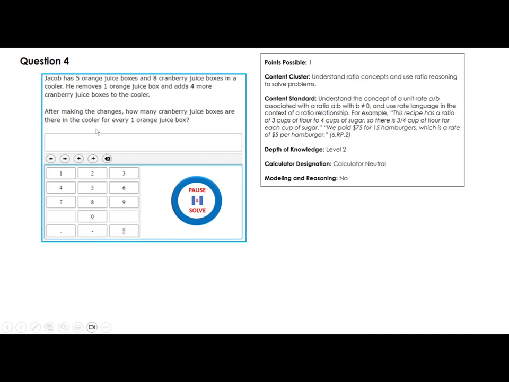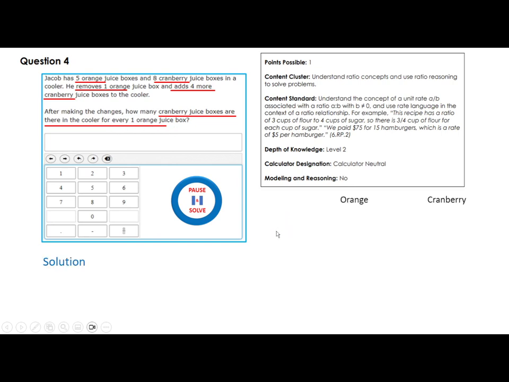Jacob has 5 orange juices and 8 cranberry juice boxes in a cooler. He removes 1 orange and adds 4 more cranberry juice boxes to the cooler. After making the changes, how many cranberry juice boxes are there in the cooler for every 1 orange juice? You have to read this to the very end.